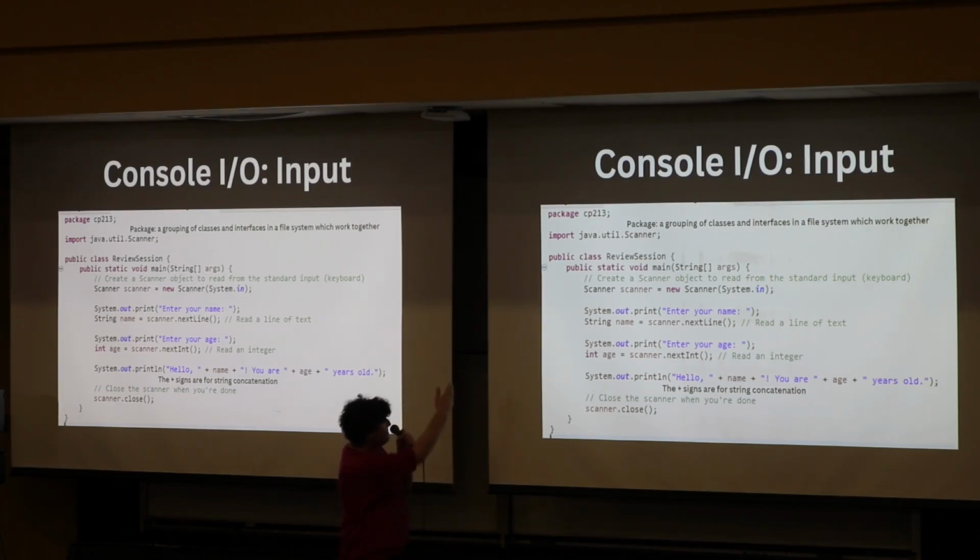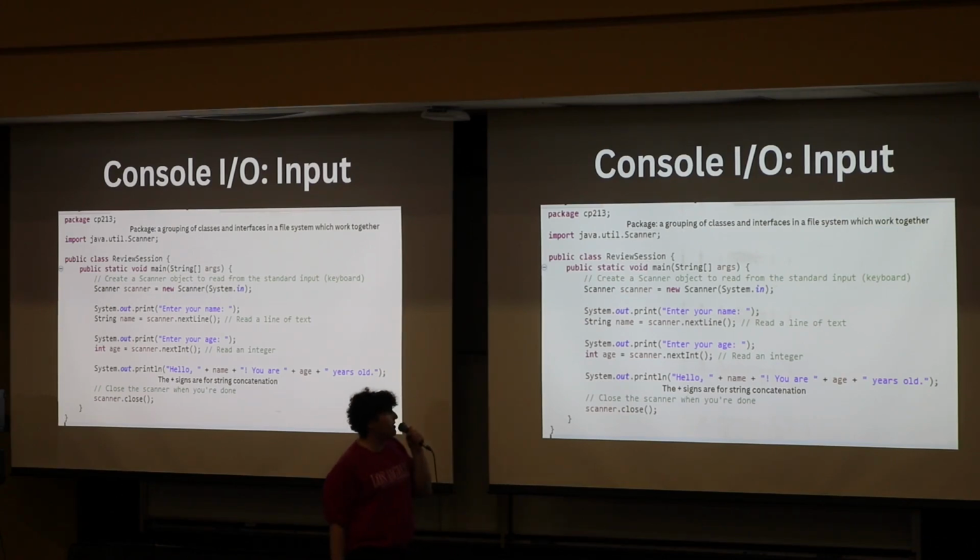But yeah, so package CP213, and then we import java.util.Scanner because we want to use the Scanner class. If we want to use the Scanner class in order to get console input from the user's keyboard, we have to import the class. Otherwise, the language won't know at all what we're talking about. So in that line, import java.util.Scanner, that's when we import the class in order for us to use it.